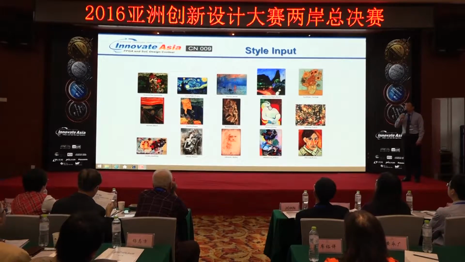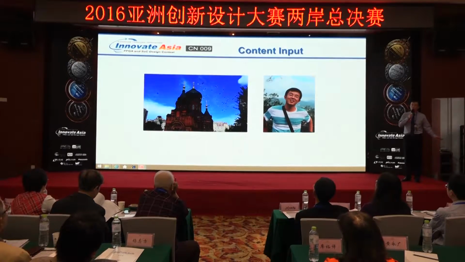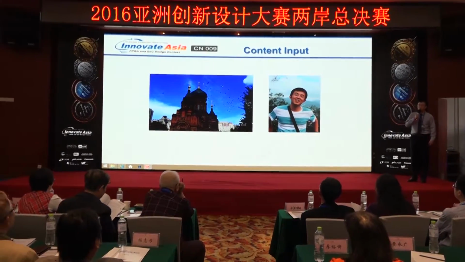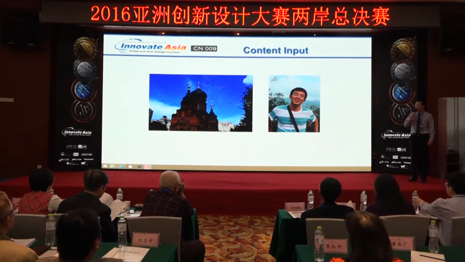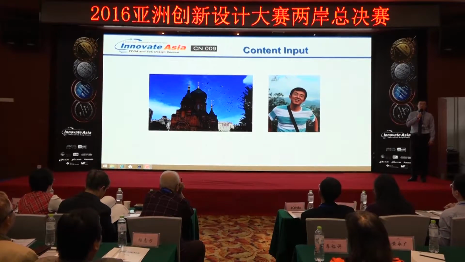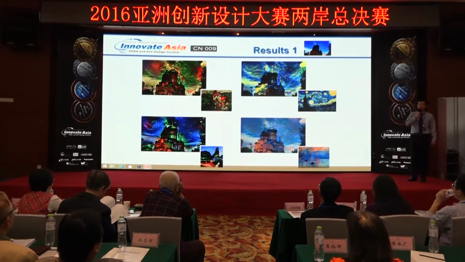My system provides 15 famous paintings as the style input and two ordinary pictures as the content input. One is Sophia Church, which is one of the most famous landmarks of Harbin, and the other is myself. These are some results.